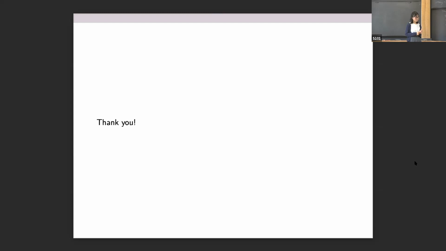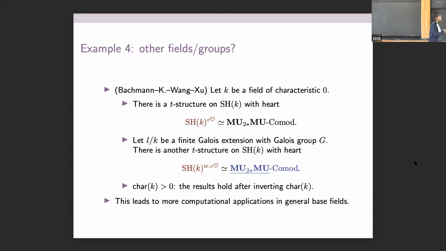Questions? Sorry, what was the C next to the R? So we call this the child t-structure. Oh, that's the name of the t-structure. Yeah, and also similar for the W column.